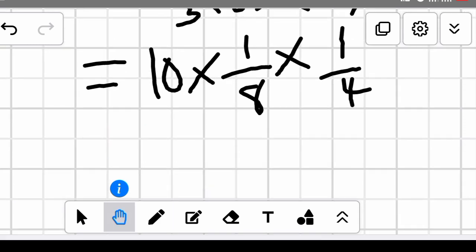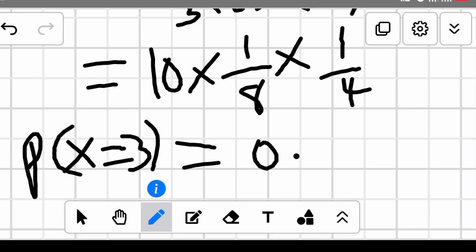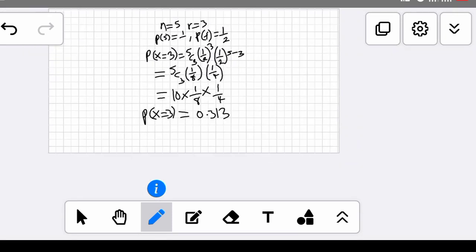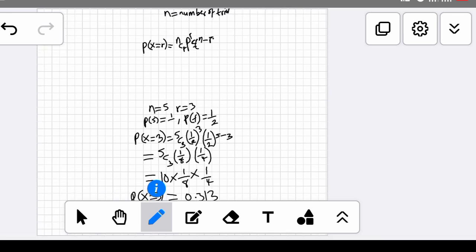the probability distribution of x equals 3 is going to be 0.312, or let's say 0.313. So this is the probability distribution. This is a typical example of it. So we have more and more examples.